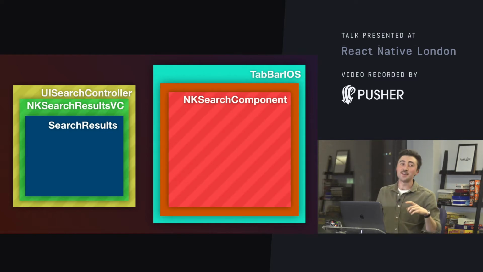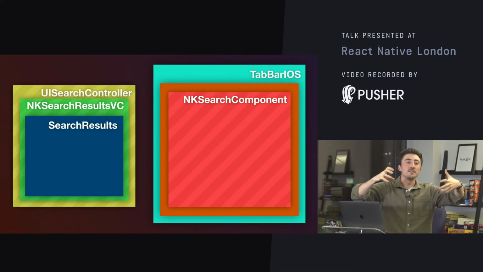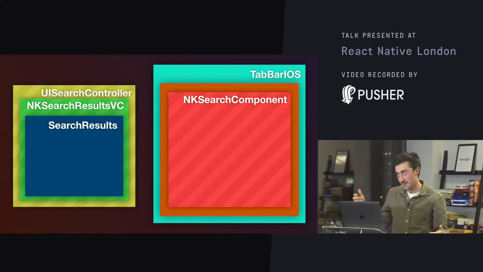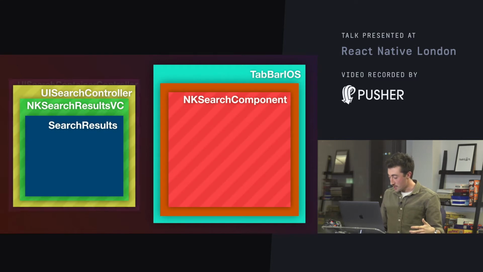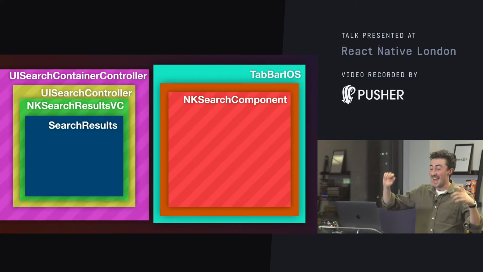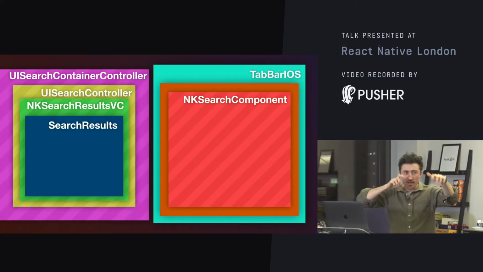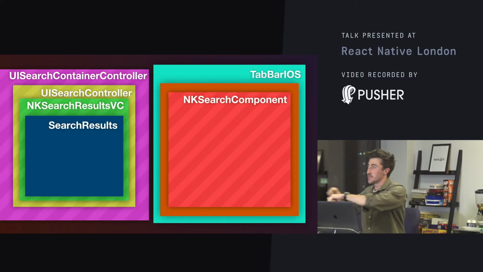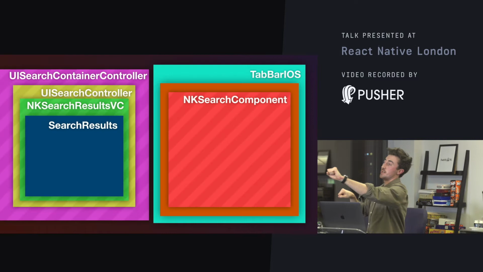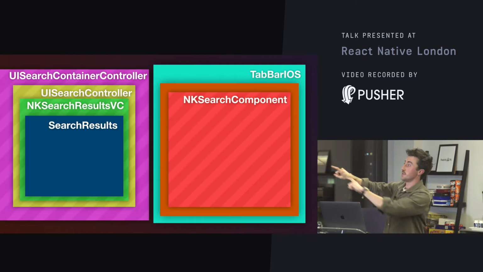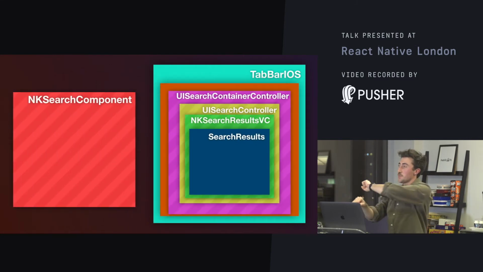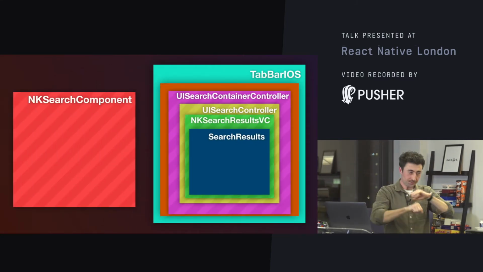Then, unfortunately, to use a UISearchController in a TabBar controller, we need to wrap it in another thing called a UISearchContainerController. Yeah, I know. And then there are two bits of swapping that we're about to do. We're going to yank that search results out, and then swap our UISearchContainerController and this search component that React is managing right now. We're going to swap one in, out for the other.